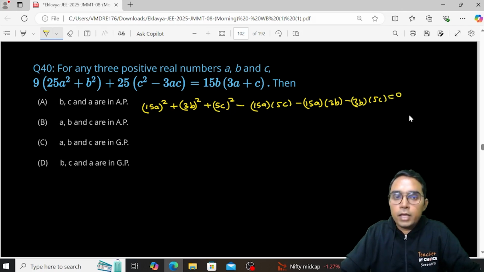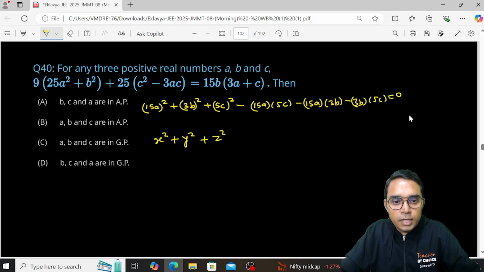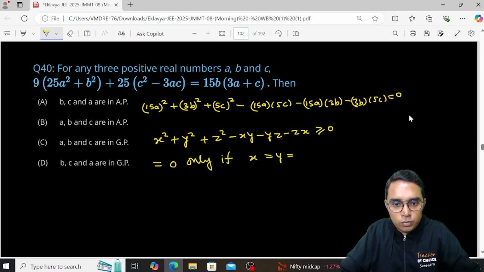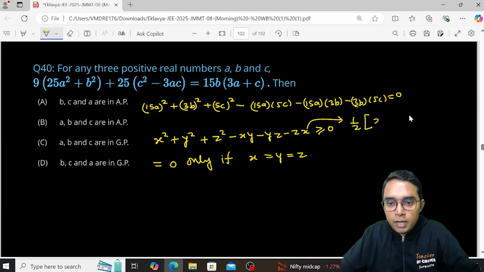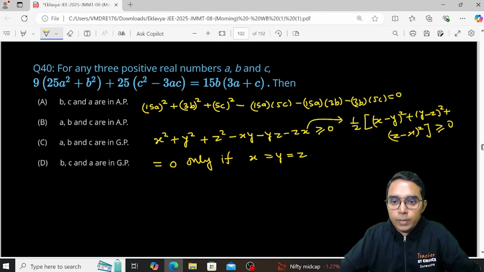Now this is actually similar to what we do in basic mathematics, that x square plus y square plus z square minus xy minus yz minus zx is greater than or equal to 0, and equal to 0 only if x is equal to y is equal to z. Why? Because this expression, if you multiply by half and multiply by 2 inside, becomes (x minus y) whole square plus (y minus z) whole square plus (z minus x) whole square, which has to be greater than or equal to 0, and equality can happen only if all three brackets are 0. So x equal to y equal to z.